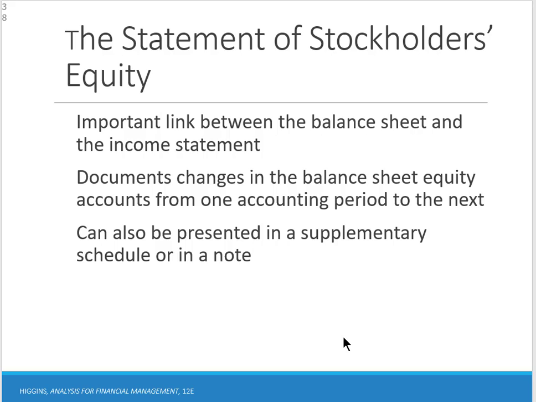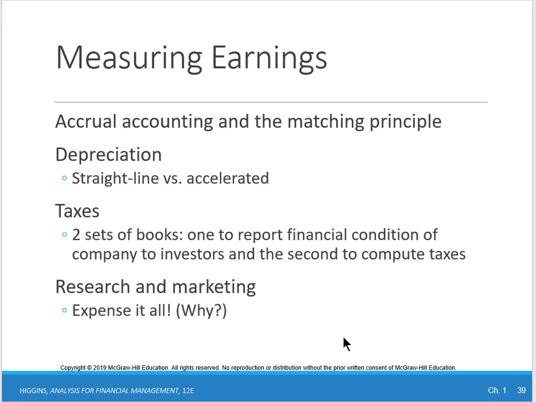So let's think about the statement of stockholder equity, right? What does that equity section look like? Sometimes this will be in the balance sheet. Sometimes it will be a statement presented in between the two. And sometimes it might even just be in a supplementary schedule or in a notes to the financial statements. So this particular statement and where it shows up is really up to where the company decides to put it.